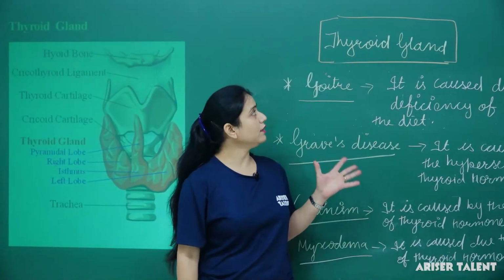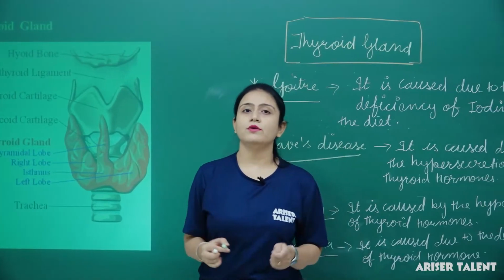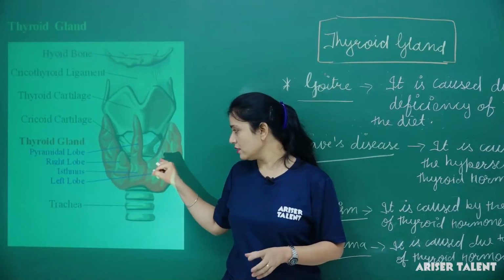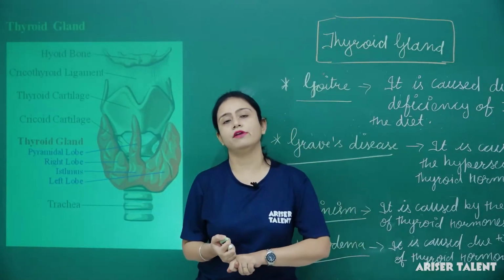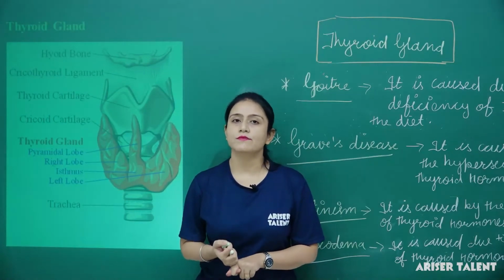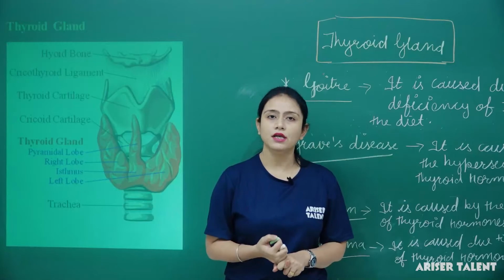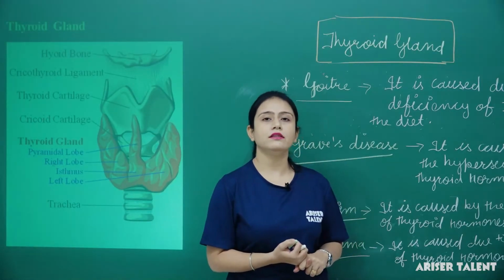So, it was all about the thyroid gland, that generally the thyroid gland is the largest endocrine gland and it is bilobed, and generally it looks like an H shape and it is found in the neck region. Generally it releases 3 types of hormones: thyroxine, triiodothyronine and calcitonin. So here we studied about the functions of triiodothyronine and thyroxine.